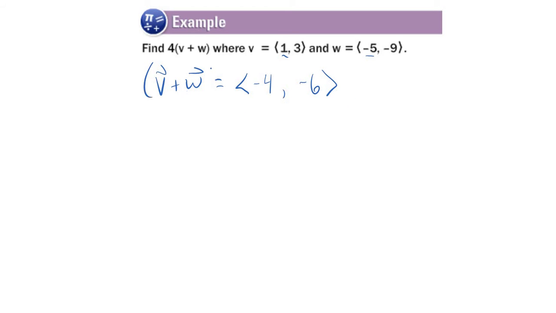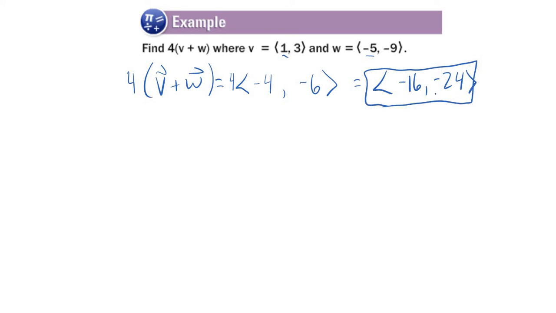And let me just write it this way. So let me leave that 4 out front. So it'd just be the equivalent of 4 times that now, which would be, and this is what we just did in the previous example, right? So negative 16 and negative 24. So that's one way you could do it. Not too bad.